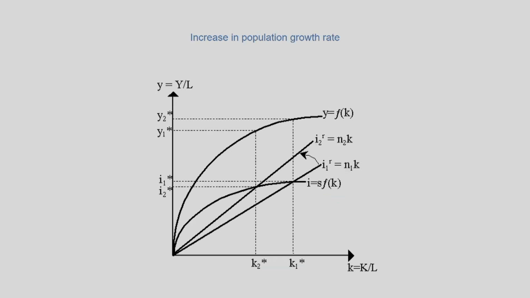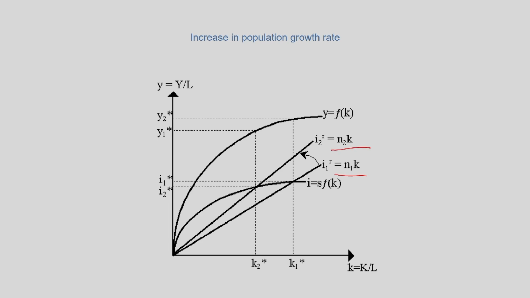A second case is when there is an increase in population growth rate. When there is an increase in population growth rate, the line IR shifts inward from IR1 to IR2. The exercise goes like this: suppose an economy has reached its steady state, but then because of immigration, for example, the population growth rate of the economy rises from N1K to N2K. Then what happens to K and Y in this economy?